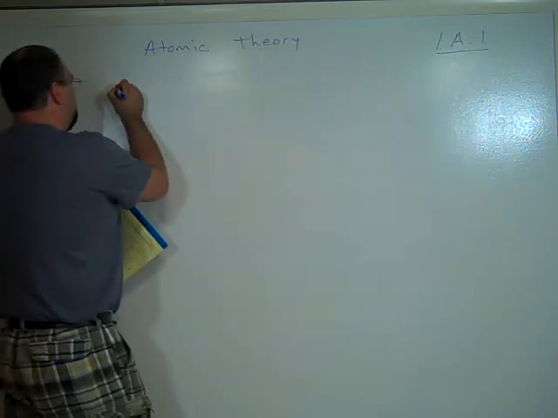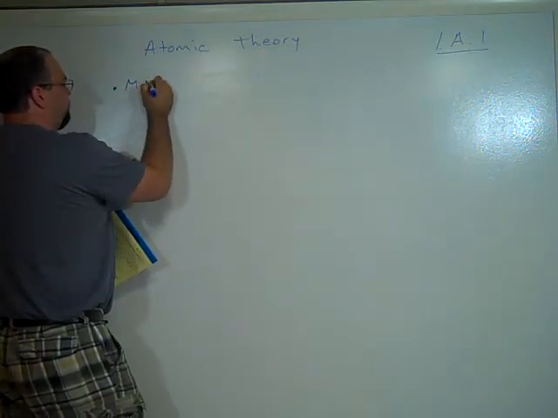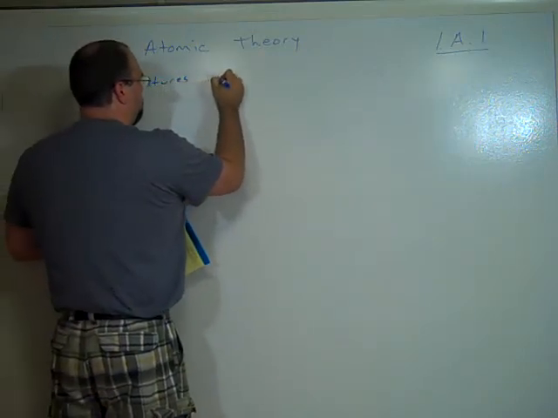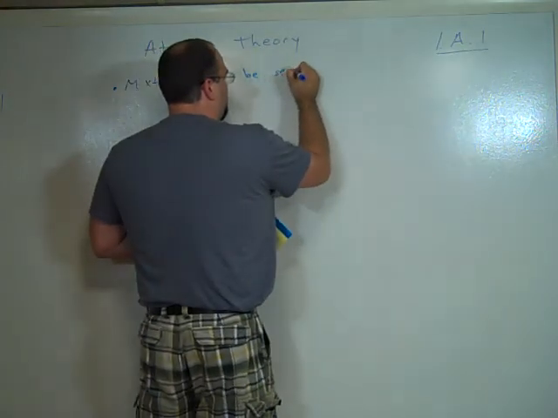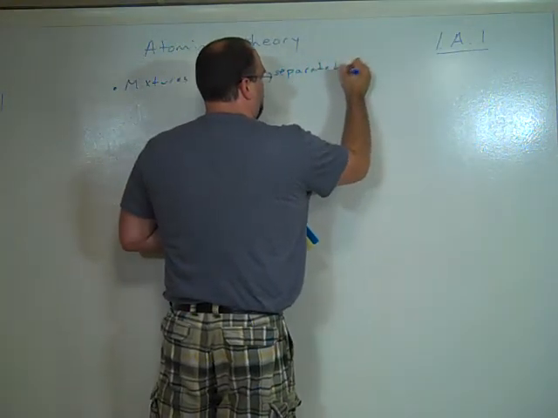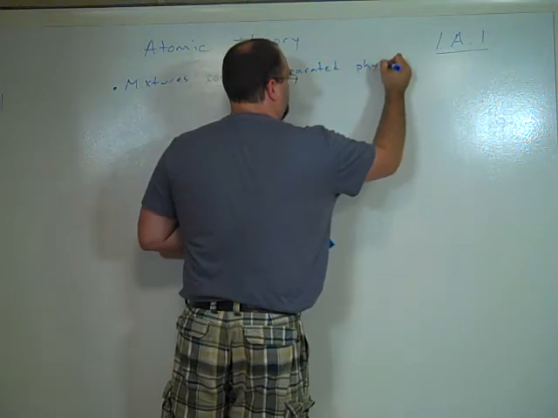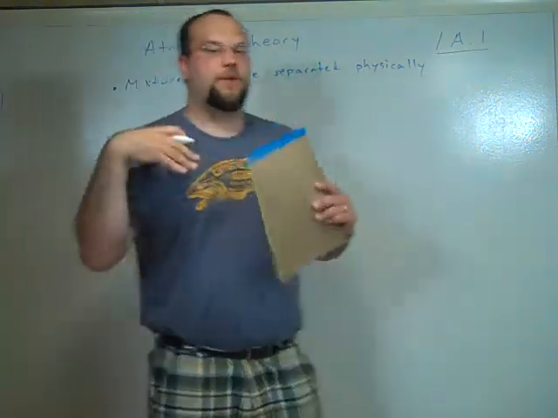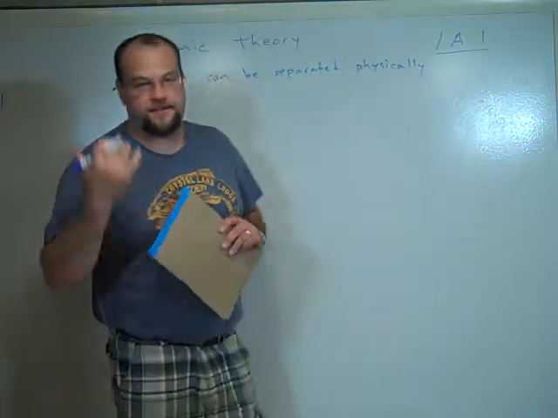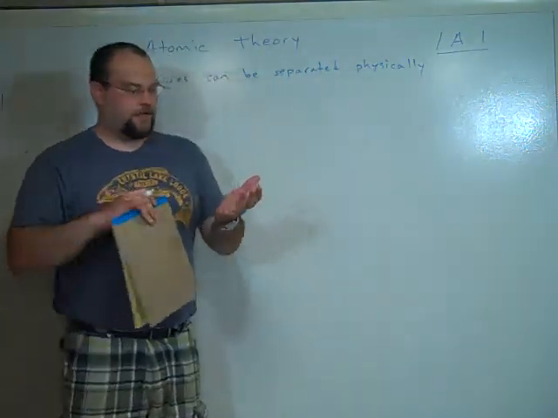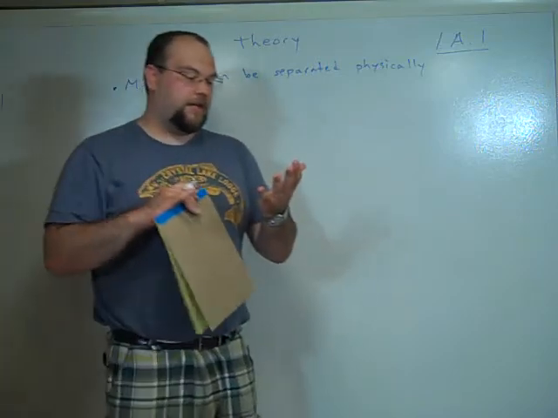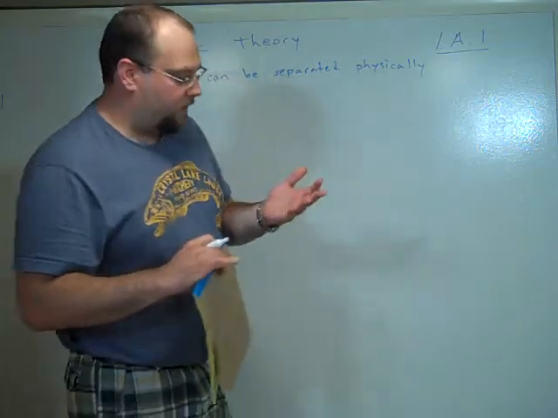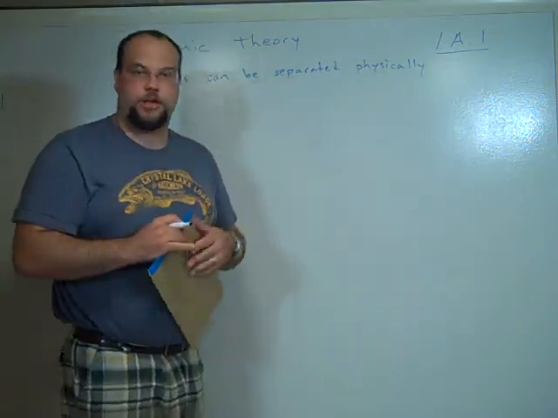Okay. Should be pretty straightforward. Mixtures can be separated physically. So if I have a mixture of multiple compounds, I will do physical processes to separate them out. That could be something like filtering it, distilling it, or evaporating or boiling off the liquid.